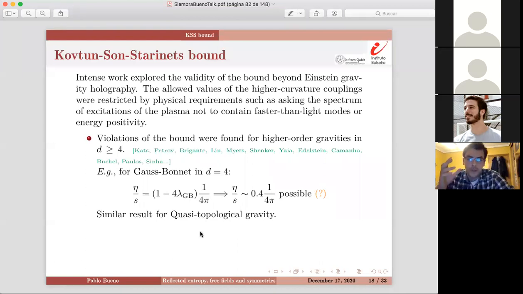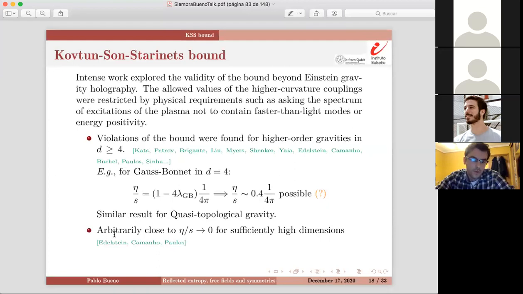In particular, it was shown that for Gauss-Bonnet and for quasi-topological gravity, you get something close to 0.4 of the original bound. You can lower it a little bit to less than half of what was supposed to be the case for Einstein gravity. And in fact, in this work by Edelstein, Camaño, and Paulus, they showed that for sufficiently high dimensions in Lovelock theories, you can actually get arbitrarily close to 0, provided you satisfy the conditions that they assume in that paper for the couplings.